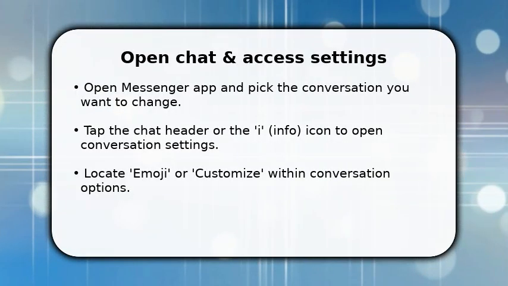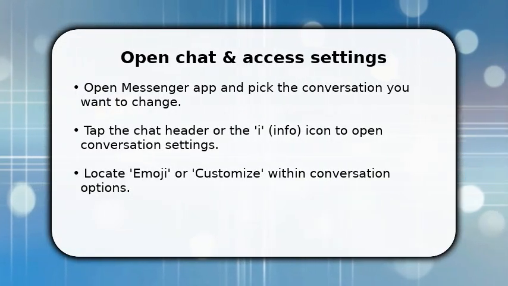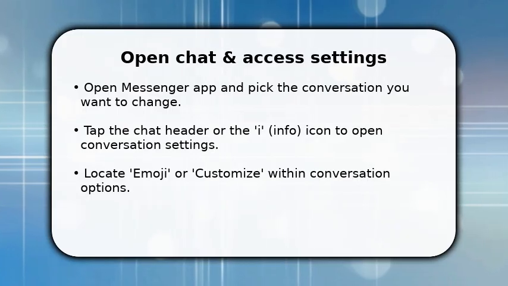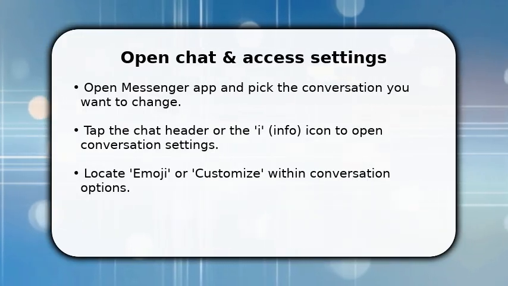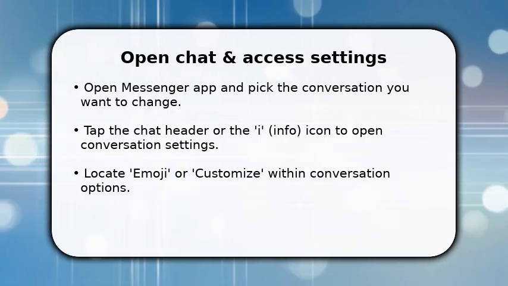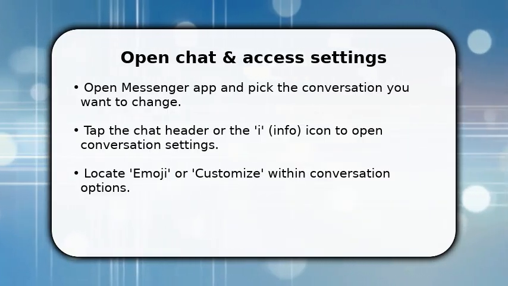You start inside the Messenger conversation you want to customize. Tap the chat header or the small info icon to open settings. This reveals conversation-specific options. Look for a line labeled Emoji, Reactions, or Customize. That's the control you need.